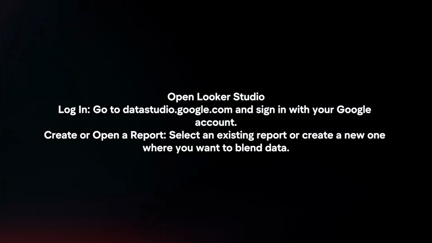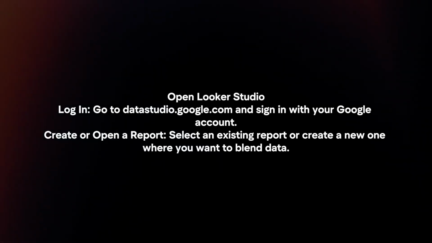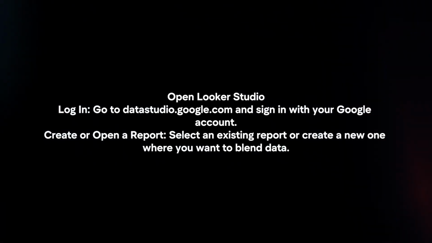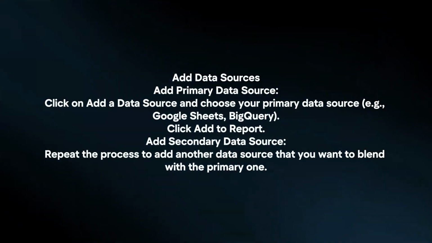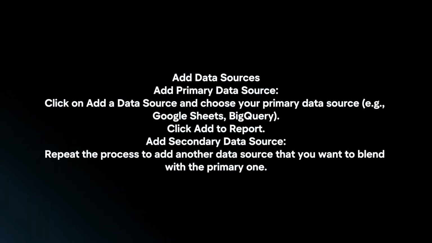Create or open a report. Select an existing report or create a new one where you want to blend data. Add data sources. Add primary data source. Click on Add a data source and choose your primary data source.